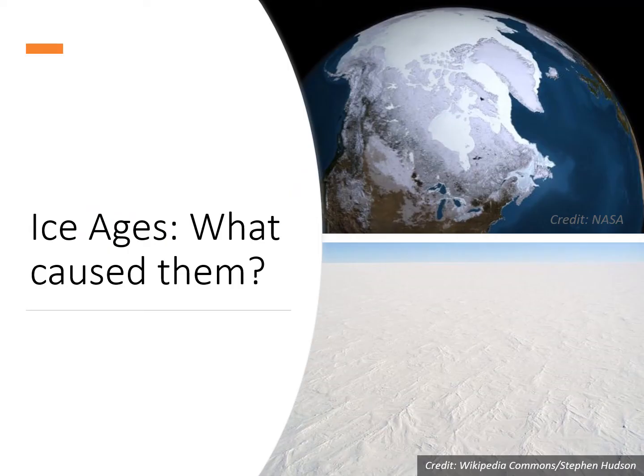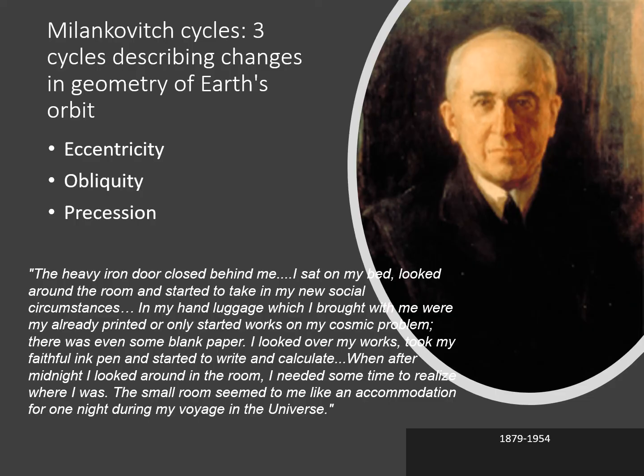The observed fluctuations on the last slide are the result of the Earth going from glacial to interglacial cycles. But what causes ice ages? We now know that ice ages are driven by changes in the Earth's orbit around the Sun, which results in variations in the amount of solar radiation received by the Earth. This theory was originally put forth by Milankovitch in the 1920s.